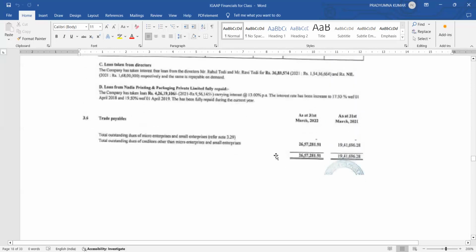It is looking a little strange because there may be certain purchases from MSME at the year end which they may not have paid. Okay, but I am finding it very strange. Maybe if they have mentioned something in 3.29, I'm not sure. Or they do not procure any material from MSME.